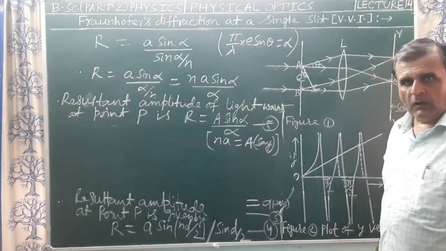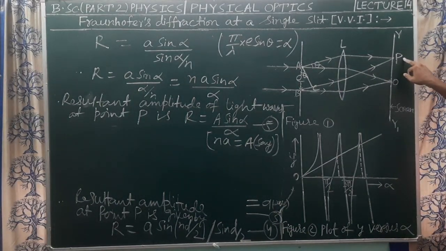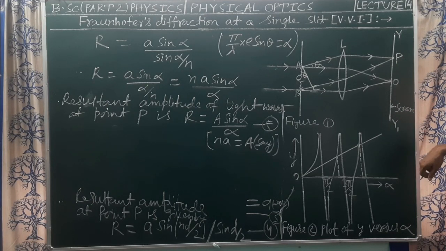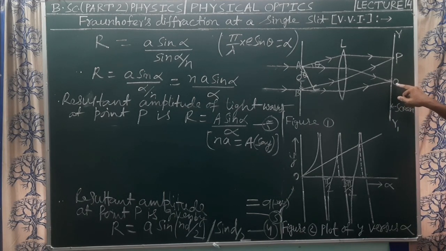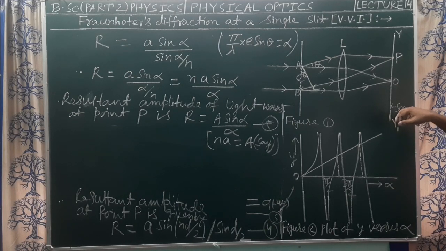which we obtain at point P, which is another point of the screen Y1 besides the central point O of the screen. Central point O is the position of maxima, which is called central maxima.